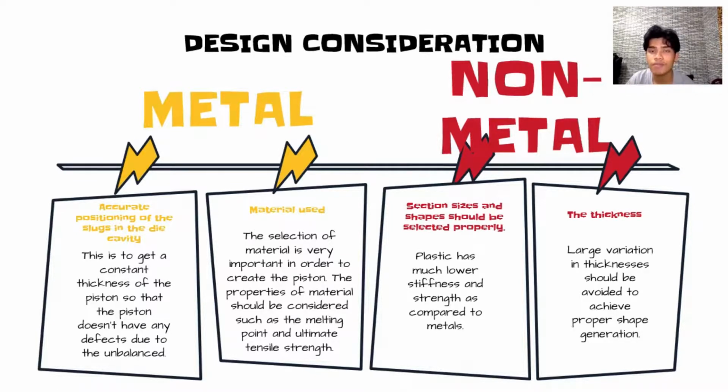For a non-metal forming process, the first one is that the section size and shape should be selected properly. This is because plastic has much lower stiffness and strength as compared to metals. After that, for the thickness, large variation in thickness should be avoided to achieve proper shape generation. These are the considerations that we should take note of so that a good quality product can be produced.